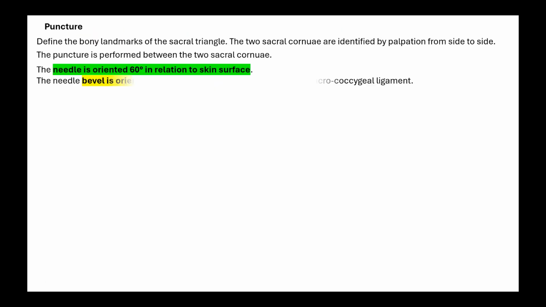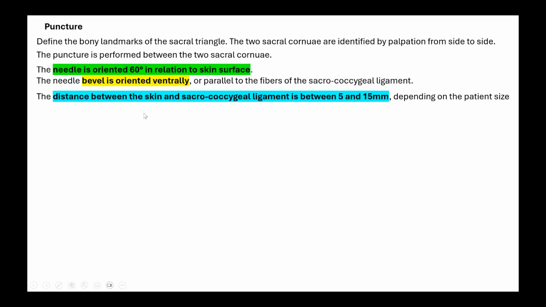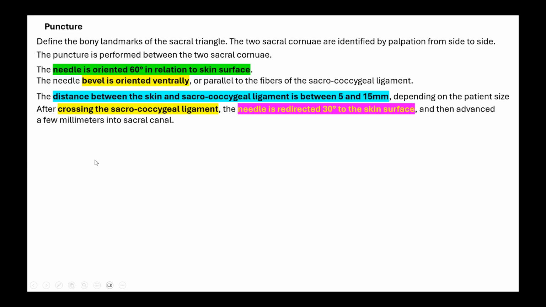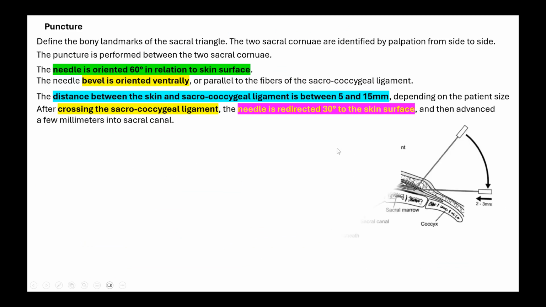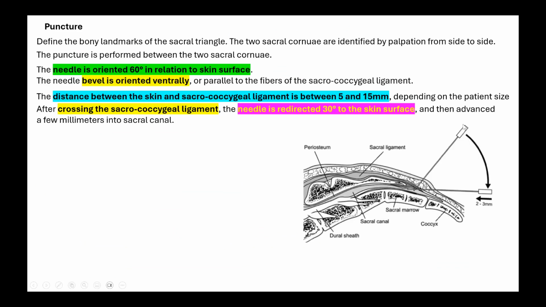Now the puncturing technique: you can use it at a 60-degree angle in relation to the skin, with the bevel oriented ventrally. The distance from the skin is usually between 5 to 15 mm, depending upon the size of the child. And once you cross the sacrococcygeal membrane, you redirect the needle to 30 degrees to the skin. So this is the picture. You start at 60 degrees and go to the sacral hiatus, and once you hit the bone, you gently withdraw, then flatten the needle parallel to the skin, then advance it a little.